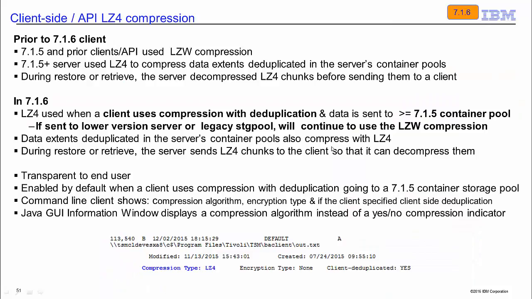Now, the Spectrum Protect clients prior to version 7.16 only understood LZW compression. So if you want to be able to send compressed data from the Spectrum Protect server to the Spectrum Protect clients or vice versa, be at version 7.16 or above on your client side so that you take advantage of the LZ4 compression on both the Spectrum Protect server and Spectrum Protect client.